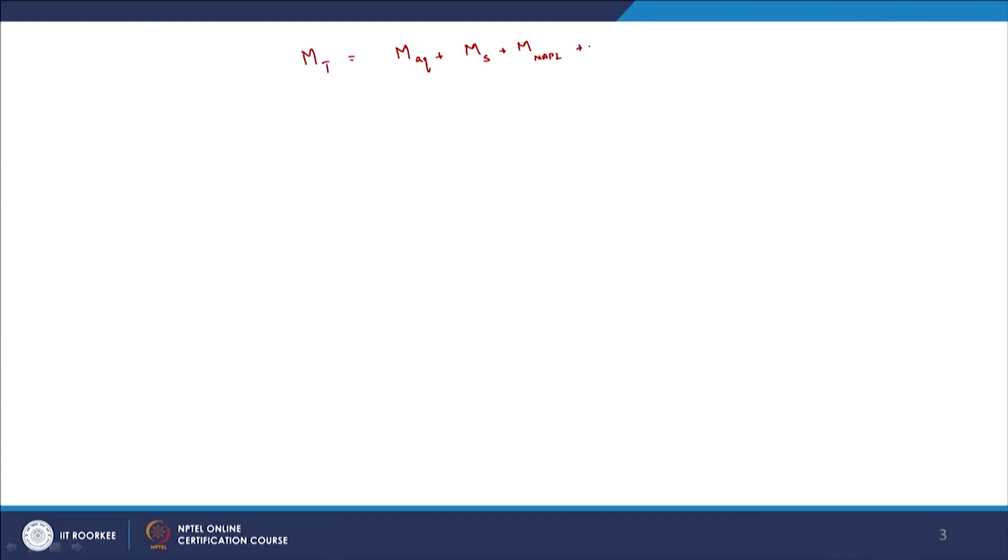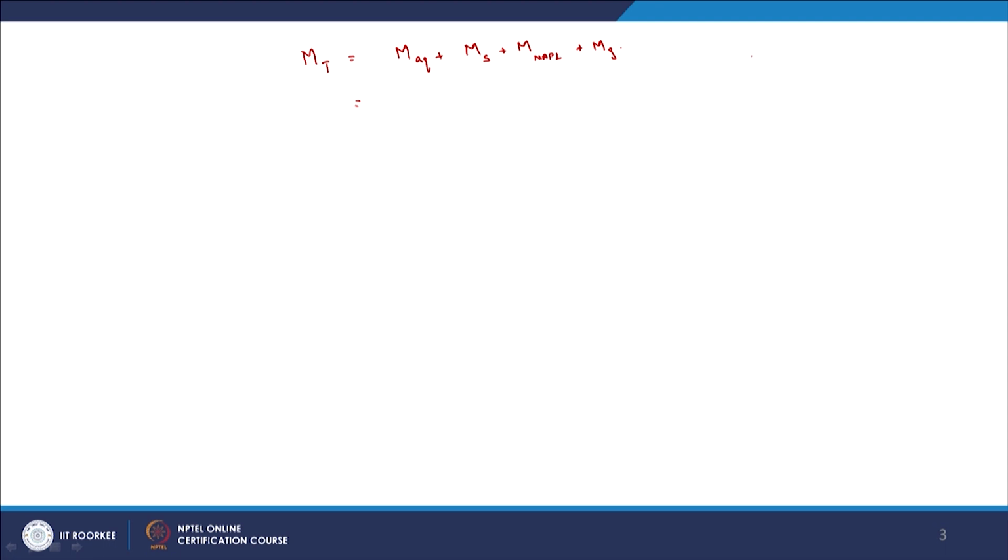So, typically what do you have, let us say we have total mass M at time equal to 0 is equal to mass in the aqueous phase plus mass in the soil plus mass in the NAPL phase, right. And now let us say with soil vapor extraction, or pardon me, even without soil vapor extraction, in this case of a volatile compound, you are also going to have the relevant compound present in the gaseous phase. So, let us just write down these terms here.